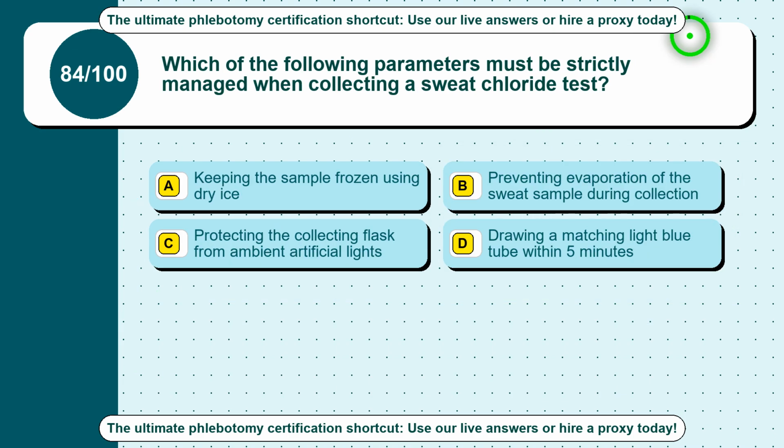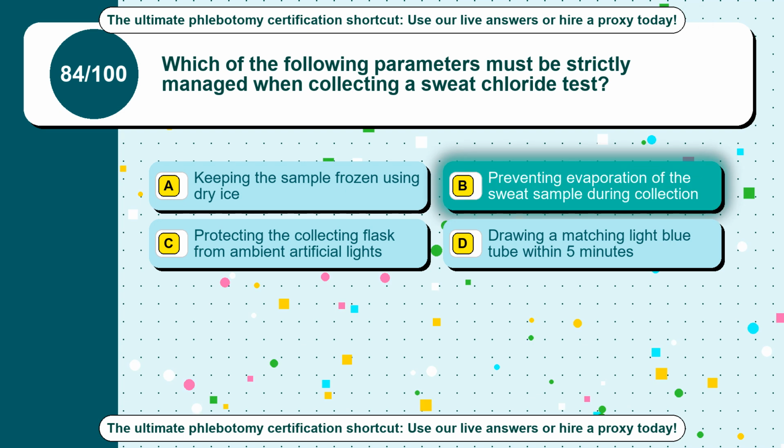Question 84. Which of the following parameters must be strictly managed when collecting a sweat chloride test? Option A. Keeping the sample frozen using dry ice. Option B, preventing evaporation of the sweat sample during collection. Option C, protecting the collecting flask from ambient artificial lights. Option D, drawing a matching light blue tube within 5 minutes. The correct answer is option B, preventing evaporation of the sweat sample during collection.